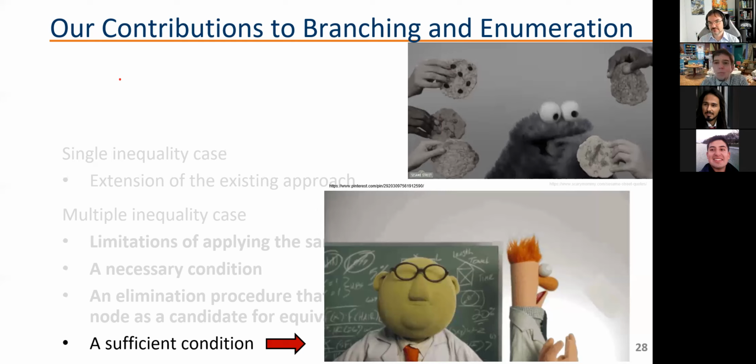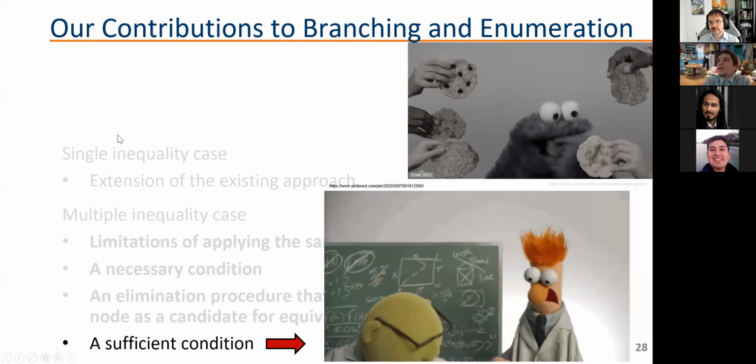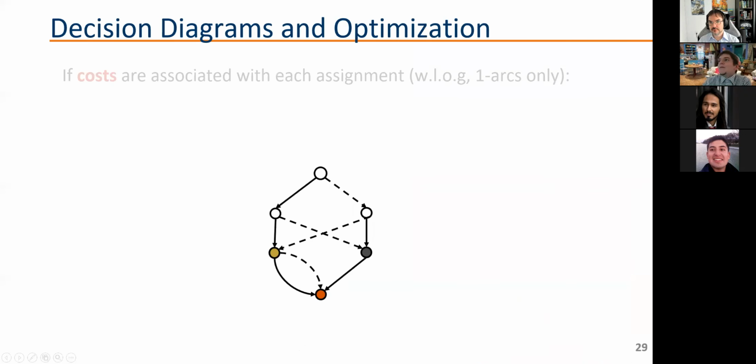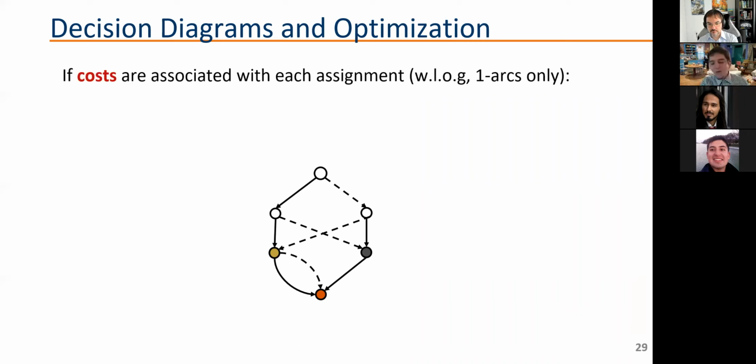So, oops. As soon as I stop annotating here, I can move on to the next slide. I'm just going to make this slide here to make sure that this is mentioned before I talk about it, but you have seen this in the previous talks. If we associate costs with each assignment, without loss of generality, we can just assign them. If you're thinking about the 0-1 problem, you just have to assign costs to the 1 arcs, because the 0 arcs can be considered 0 as well.